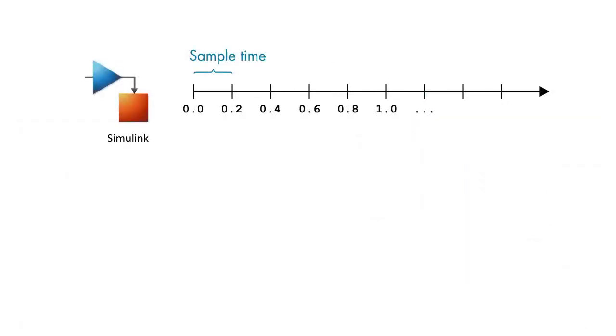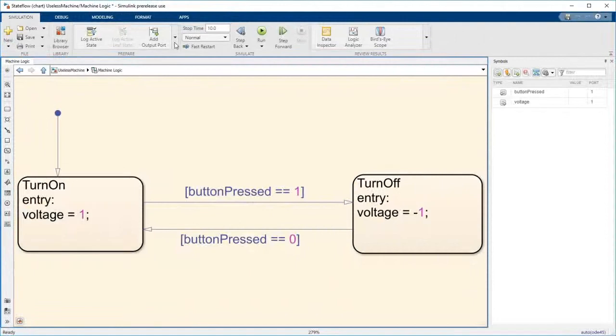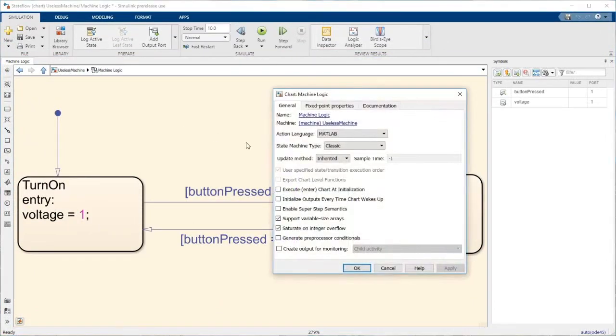Recall that Simulink has an underlying sample time, the time interval over which Simulink's numerical solver takes steps. By default, Stateflow charts inherit their sample time from Simulink. In this case, every time the Simulink solver takes a step, the chart will take a step. However, the sample time can also be explicitly set in the Chart Properties dialog. For example, you might set the chart sample time to match the desired application rate for your hardware.